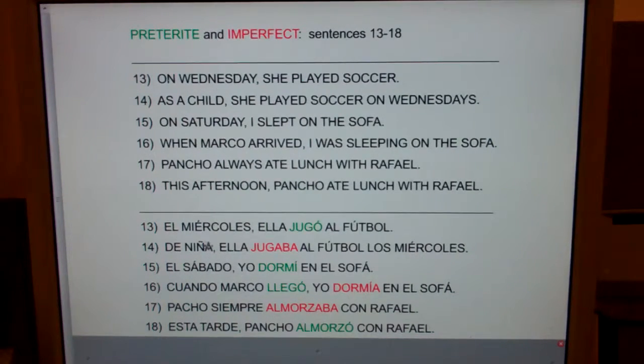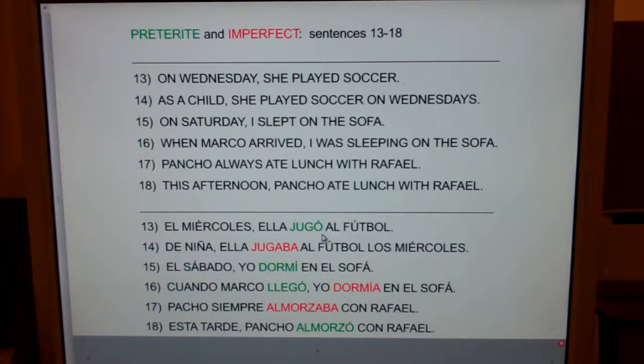Okay? Notice, as a child, she played soccer on Wednesdays. If she played lots of times, it's imperfect. So, jugó means she played one time. Jugaba means she played over and over and over. And notice, el miércoles is on Wednesday. Los miércoles is on Wednesdays.